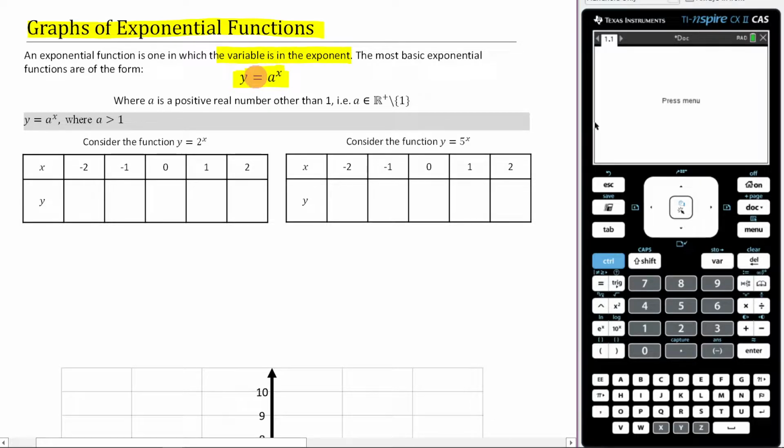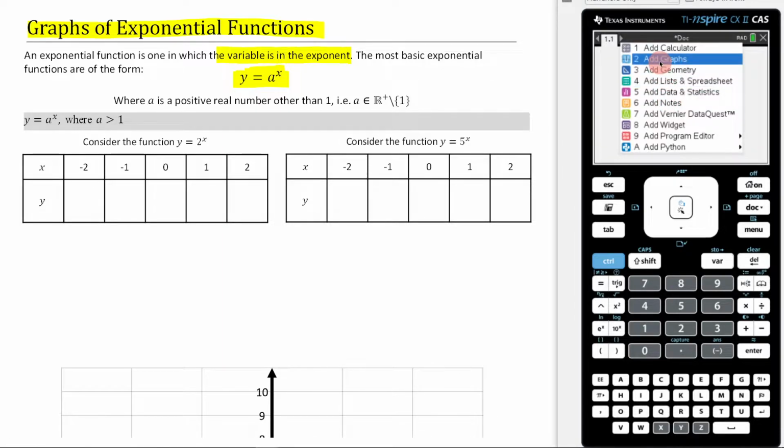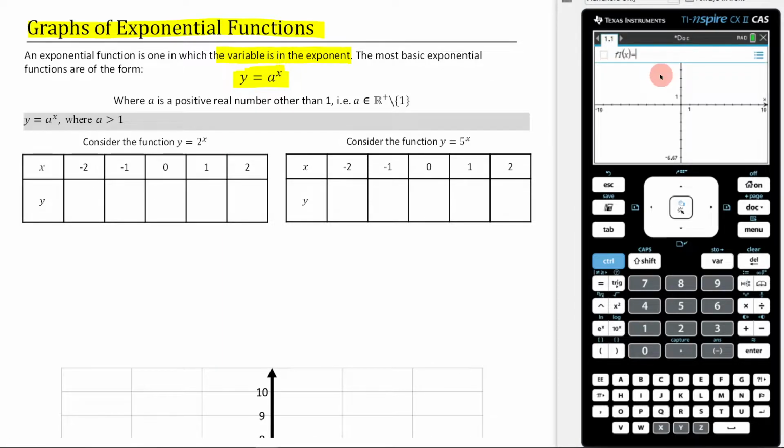So let's just have a look at what this looks like. We are going to be drawing them by hand, but just as we're starting off here, let's just use our CAS to get a sense of what this looks like. So let me go 2 raised to the x. And if I do that, I'm going to get a graph that has this form right here. So it's growing exponentially. And we can change what our a value is going to be, and that will slightly change what this looks like.